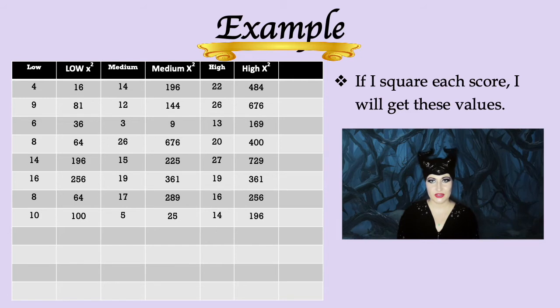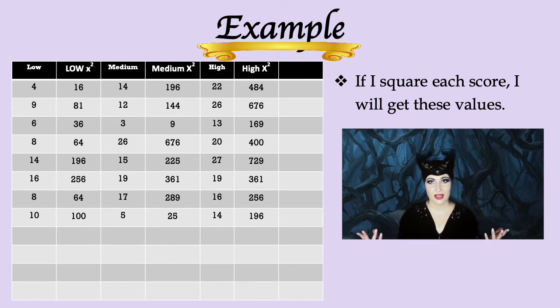If I square each score, these are the values that I get. 4 times 4 is 16, 9 times 9 is 81, all the way down for low hypnotic susceptibility. I do the same thing for medium. 14 times 14 gives me 196, 12 times 12 gives me 144, all the way down that column. And then I do the same thing for the high hypnotic susceptibility. 22 times 22, 26 times 26, until I complete that.